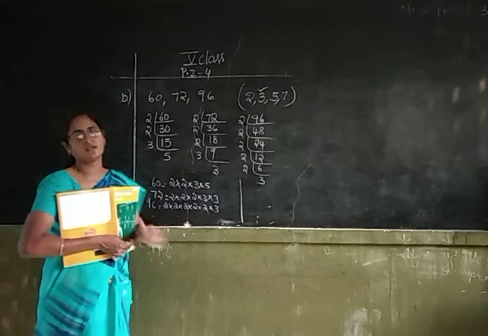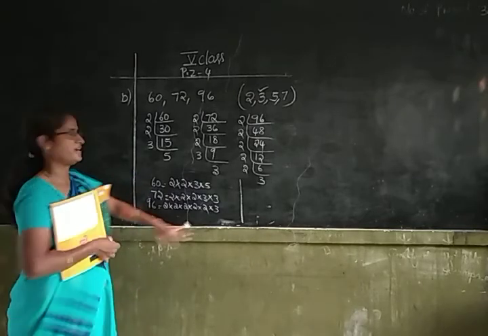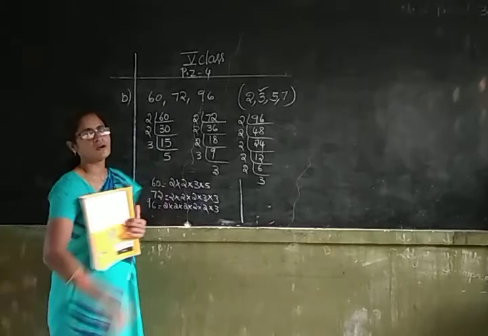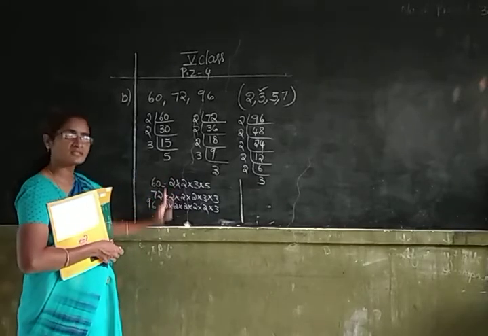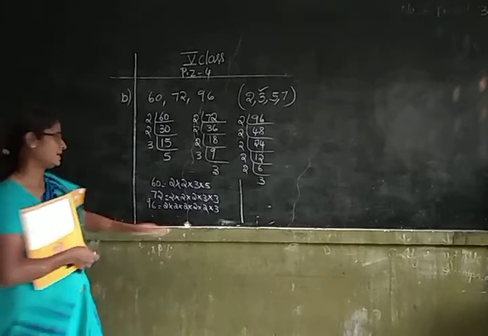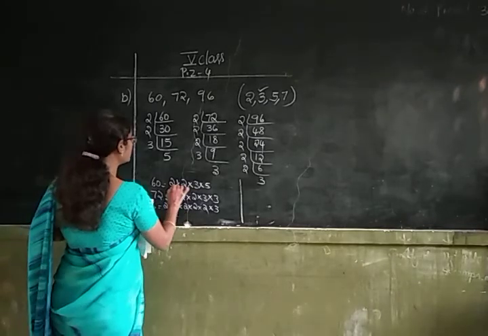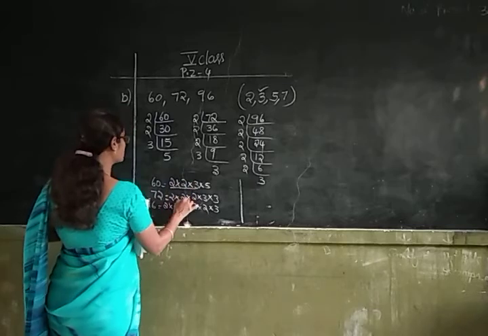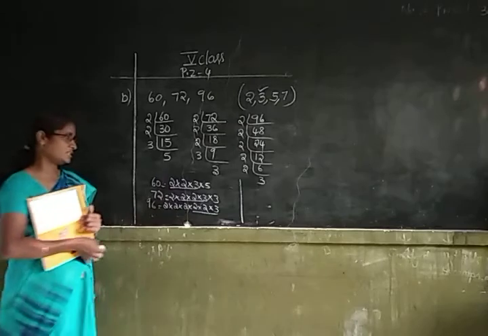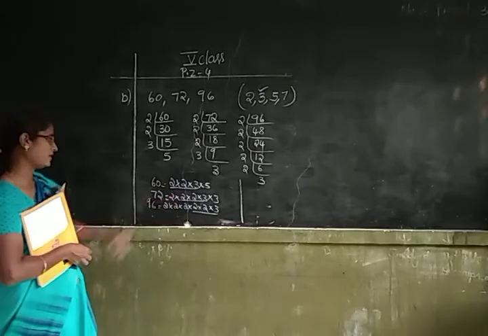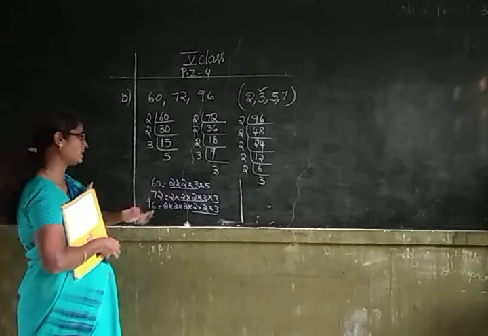Now let us find out the common factors. For finding out the LCM, we have to multiply the common factors with non-common factors. First let us find out the common factors. Common factors means the factors which are in these 3 numbers. So 2 into 2 into 3 is in all the numbers. So these are the common factors. 2 into 2 into 3 is the common factor for 60, 72 and 96.